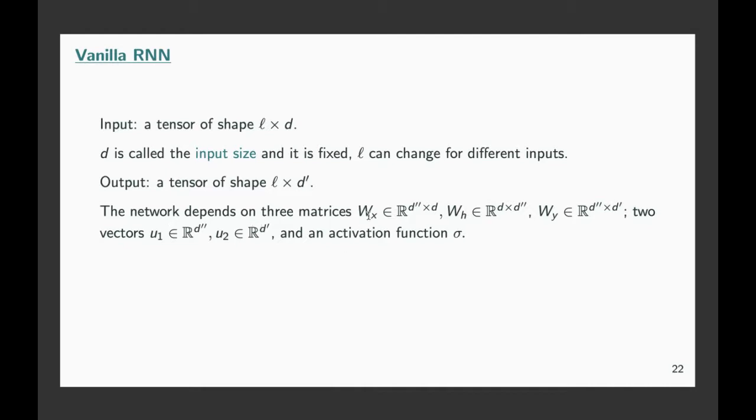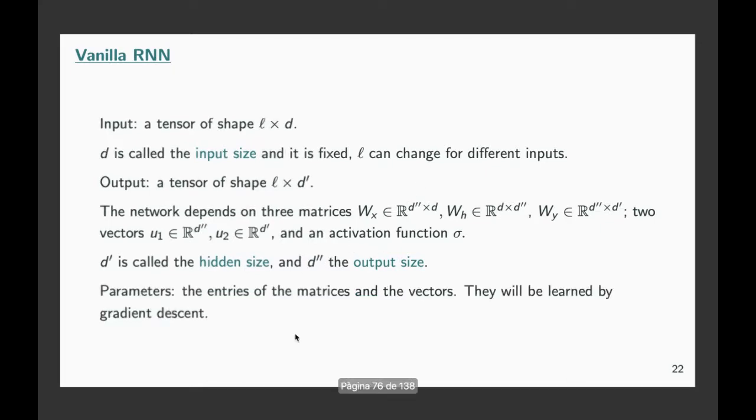The network depends on three matrices. Don't look at these things, it's just technicalities. There's three matrices, two vectors, and an activation function. d prime is called the output size. So this is reversed, and d prime prime is the input size. This should be switched, because the output has shape L times d prime, so d prime should be the output size. And then there's something called the hidden size, but this is probably just technical aspects. The parameters of the network are these matrices and these two vectors, and of course, we will learn them by gradient descent.